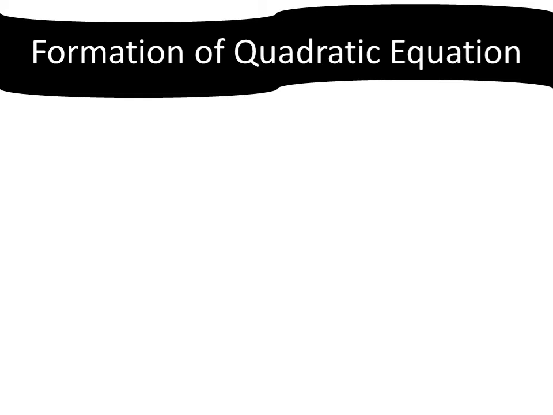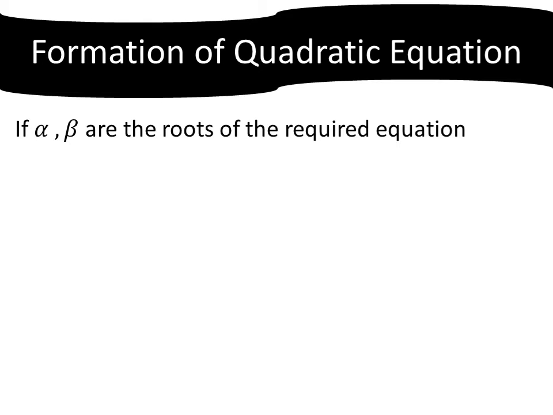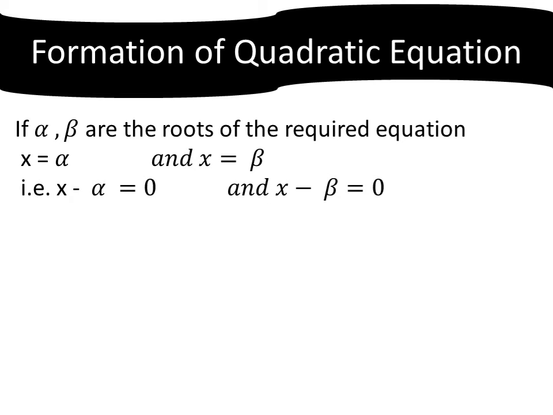If the roots of the equation are given, then how can we form the quadratic equation? We suppose that alpha and beta are the roots of the required equation. Then we can take a variable x. So we suppose x equal to alpha and x equal to beta. By moving the terms alpha and beta to the other side, we can write x minus alpha equal to 0 and x minus beta equal to 0.